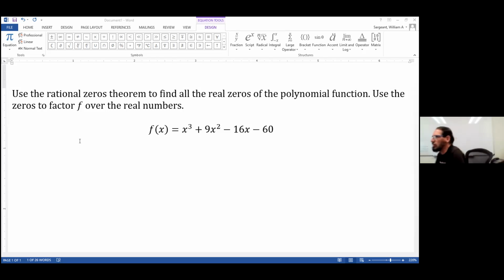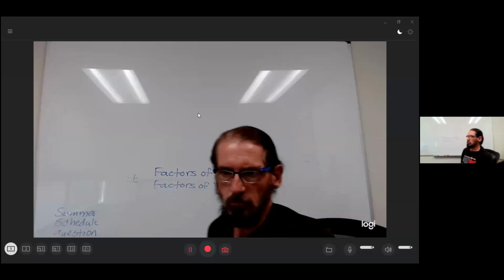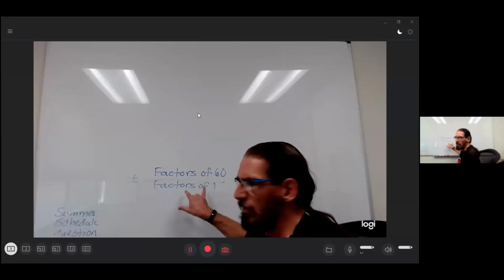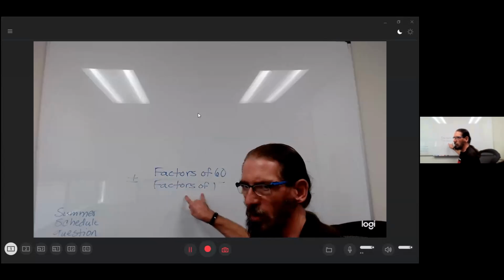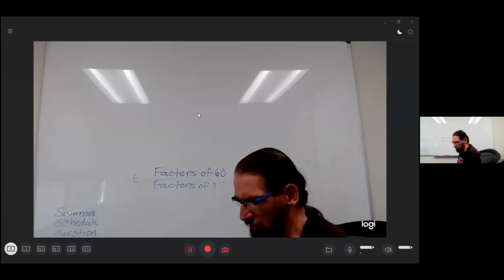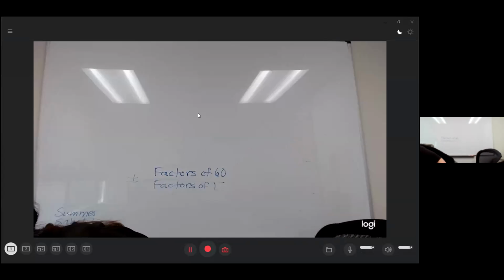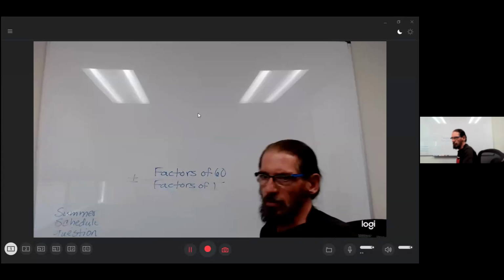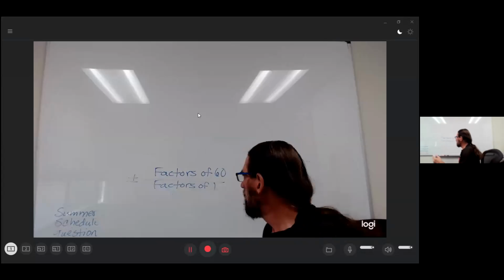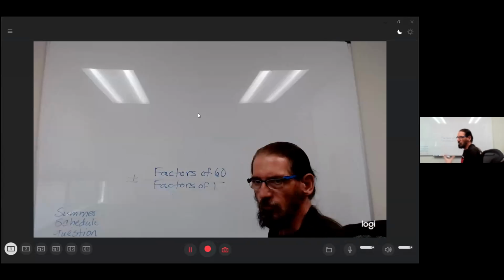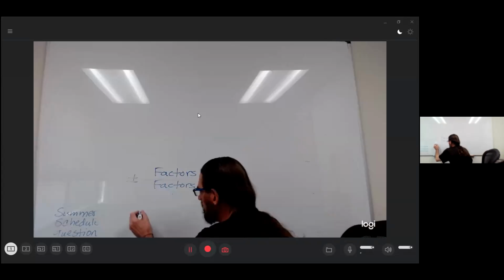And we could have the positive or the negative of that. So let's see here. Now the only factor of 1 is 1, and dividing by 1 is not going to change anything. So we get a little lucky here. We're just looking at positive or negative factors of 60.